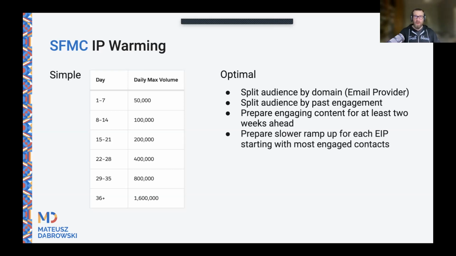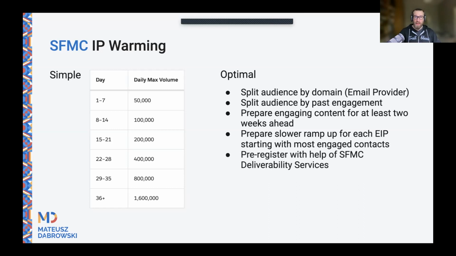Prepare slower ramp-ups for each email provider, starting with the most engaged contacts. So again, honestly, if you can, I would start with something between 2,000 and 5,000 sends a day per domain. If you can start with 2,000, it's probably better. 5,000 in most cases will probably still be fine. Again, it's heavily dependent on the email provider. So if you can go with this one day more and start with 2,000, I probably would be doing it. And I was doing it in the past when I was responsible for IP warming of one of the global pharma companies.